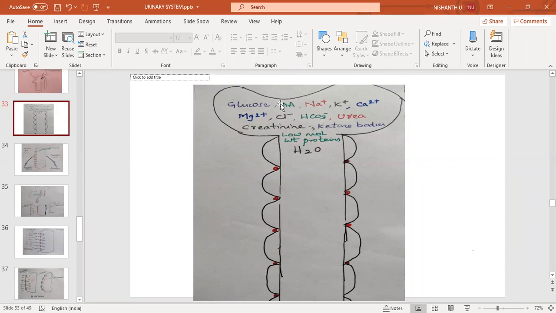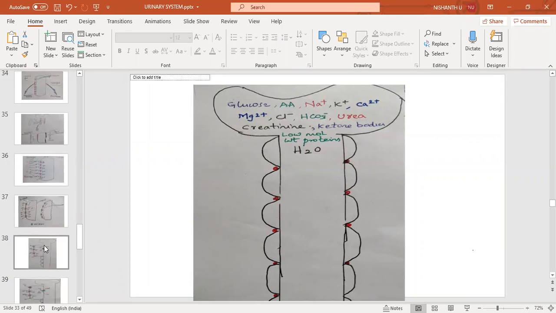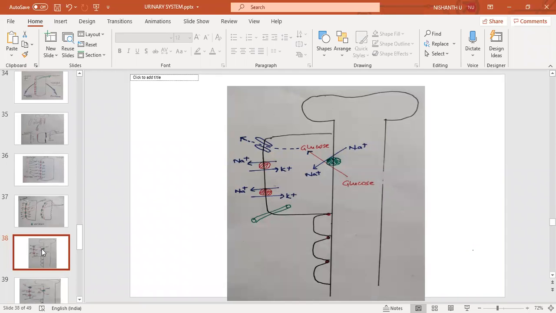So that means, how will this glucose and amino acid get reabsorbed? And apart from that, I have written sodium also, because sodium is easily permeable to the membrane and easily gets filtered, and a lot of sodium will be present in the filtrate. Now the game starts, for this one, reabsorption. Now you observe carefully.